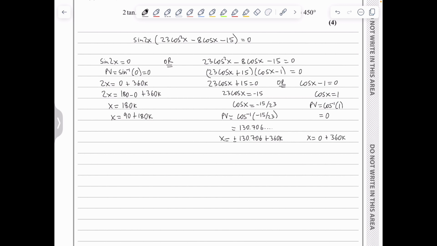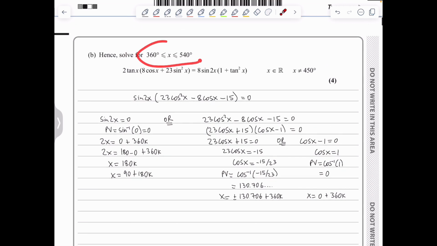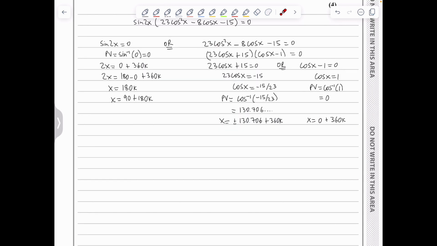I can substitute integer values for k to generate solutions within the range of 360 and 540 degrees. And notice that 450 is not a solution. This is simply because tan of 450 is undefined. It's one of the asymptotes of the tan graph. And therefore, if I put k is 1 here, we get the value of 360. That's the first solution. I can then proceed. If I put k to be 1 here and I do 360 plus 130.706, we get 491, which is another solution. And finally, if I put k to be 3 here, I get x is 180 times 3, which is 540, and we've got a total of 3 solutions.